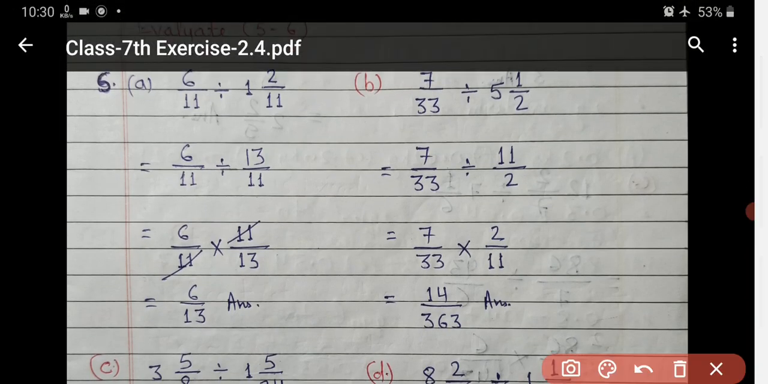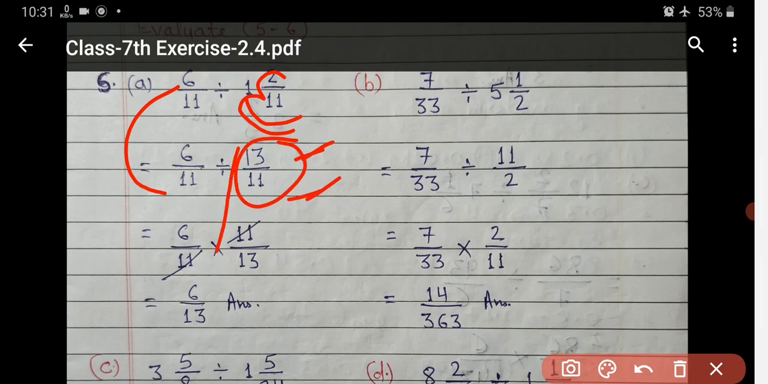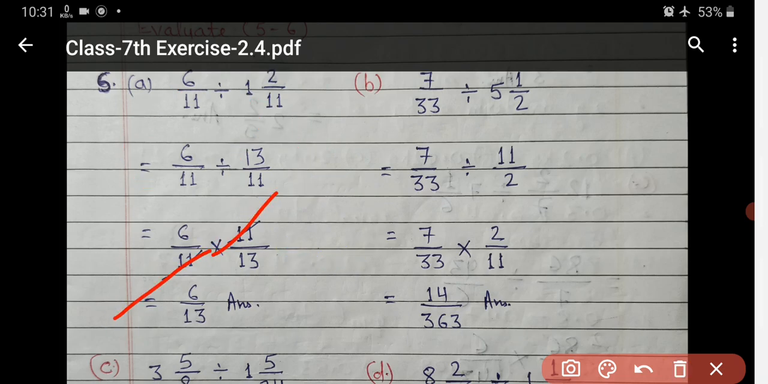Question number 5, A part. 6 by 11 divided by 1 2 upon 11. So just write 6 by 11 as it is. Now 11 ones are 11, multiply and then plus 2, it becomes 13. So write 13 upon 11. Now convert this sign into multiply, then this number will be reversed. So write 11 upon 13. Now just look, cut 11 by 11, it becomes 6 upon 13. It is your answer.